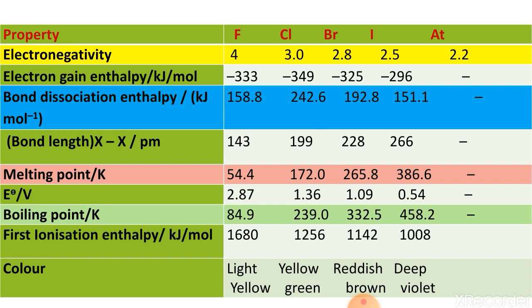Now students, look at the table. Here some properties with their values are given. The property is electronegativity, and the elements are fluorine, chlorine, bromine, iodine and astatine. The electronegativity of fluorine is 4, the most electronegative element in the periodic table. Chlorine has 3.0, Br 2.8, I 2.5, astatine 2.2. So you have to note down the electronegativity.